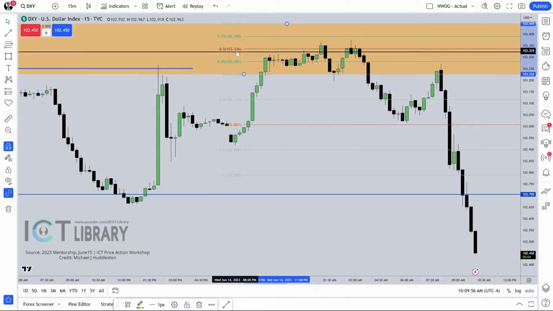The midpoint of any gap, that being a fair value gap or a real liquidity void. A liquidity void would be like this little area right there. See, there's no overlapping of any wick or candle body. It opened here and it closed here. There's no price data here at all. That's a real liquidity void.